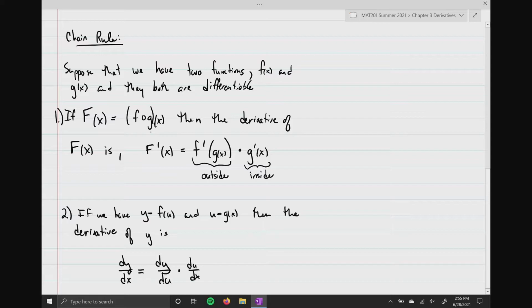Same thing for part 2. Part 2 is just using Leibniz's notation of dy dx. But basically, if you have y equals a function of u and u equals a function of x, then the derivative of y is going to be dy dx equals dy du times du dx. So I think it's just really good. Let's just start off with an example here.